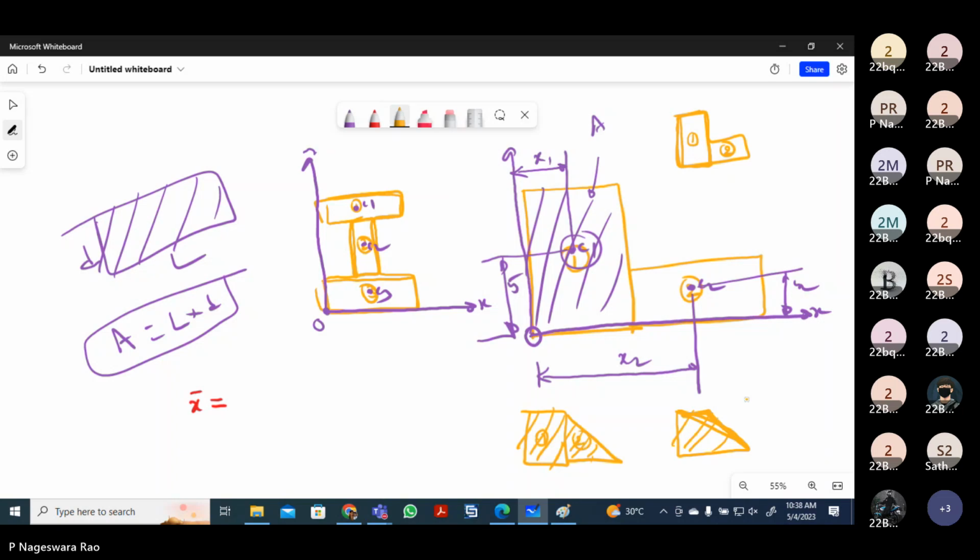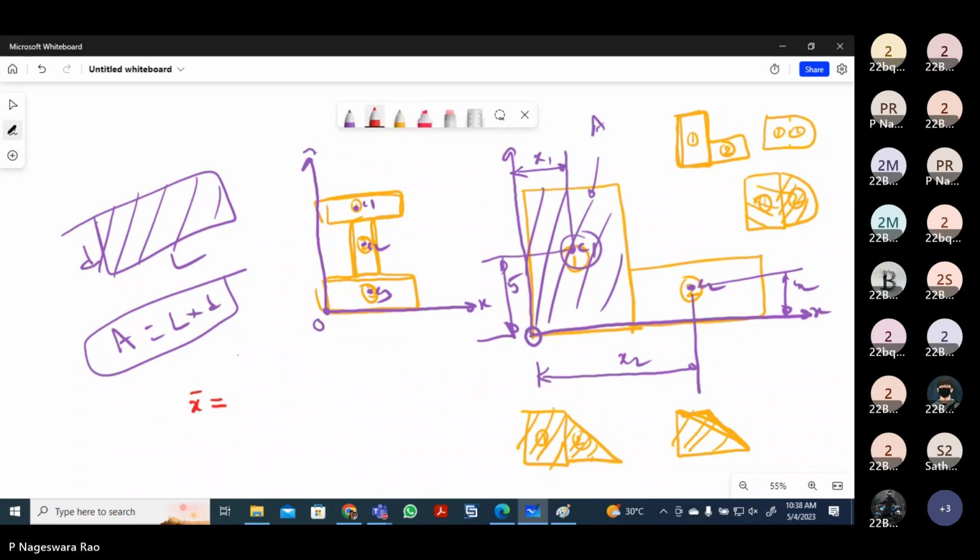Like this, it can be any shape. Even a rectangle can be added with a semicircular shape. The semicircle is the second area, and the rectangle is the first area. Like this, we have to divide the given composite section into our standard shapes. That is the first procedure.